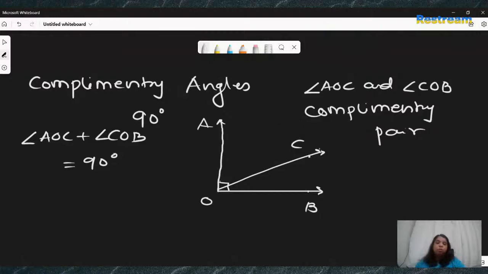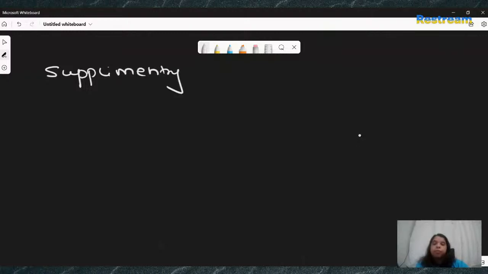Okay. Next one is called supplementary angles, and these are very widely used in our parallel line concept, and when we go to quadrilaterals and when we do plane geometry. Supplementary angles are a very widely used type of angles, so you need to really understand supplementary angles. What supplementary angle means is their addition is 180 degrees.